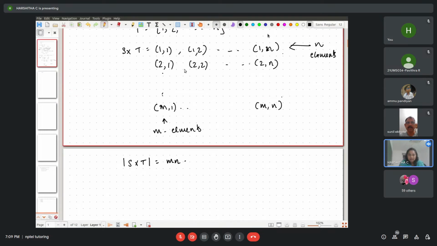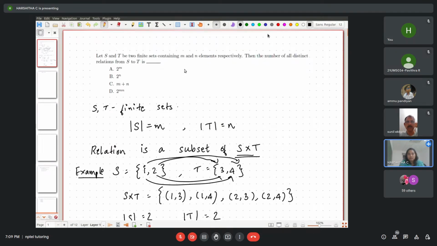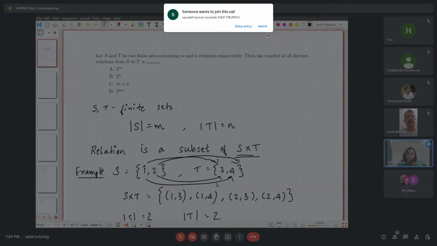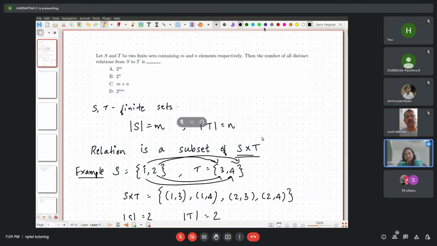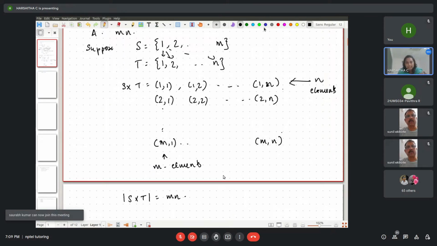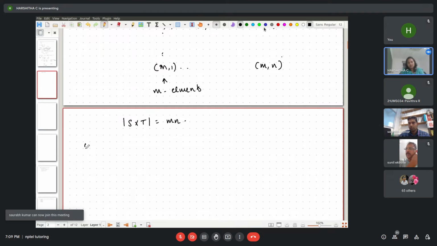So what was our original question? We wanted to see the number of distinct relations we can have from S to T. And we saw that a relation is nothing but a subset of S cross T. So now you know how many elements the set S cross T has, and a relation is a subset. So the question boils down to asking how many possible subsets S cross T can have.